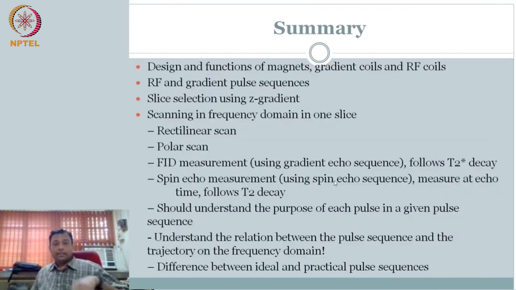So to summarize the data acquisition, we covered design functions, magnets, gradient coils, all those things. We also covered the gradient pulse sequences. And then we talked about slice selection, which is usually the Z gradient, and the forms of scanning, rectilinear and polar scanning. Okay. We also made a distinction between your T2 star, which is your dephasing due to change in magnetic field, and the spin echo, that is due to your spin-spin interaction that will come in your spin echo machine. All this time we have repeated several times, so I hope you get this.